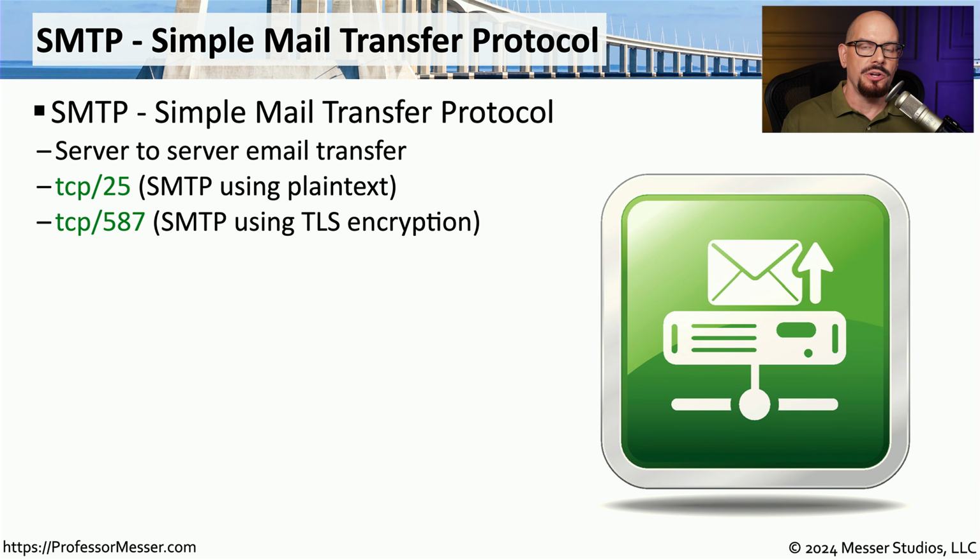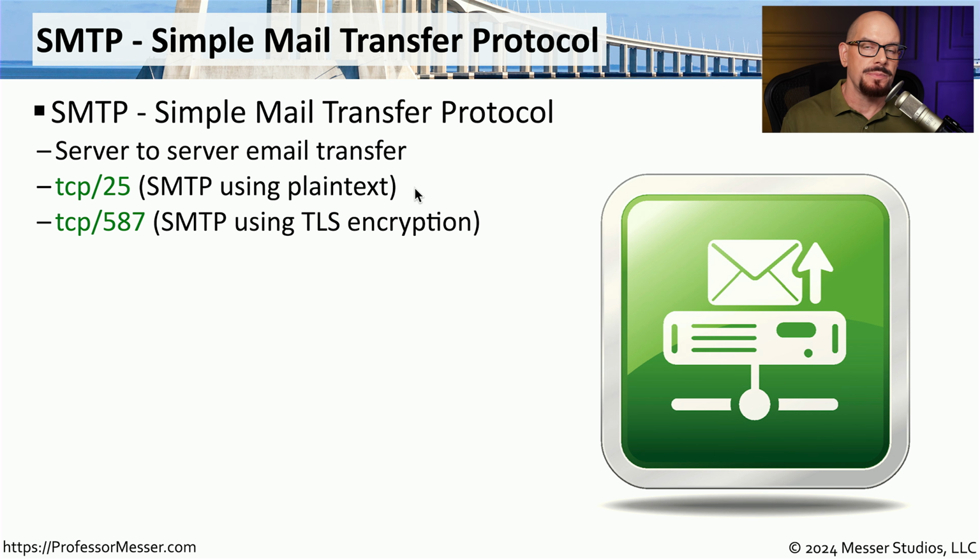Another important application on our network is the use of email. And of course, we need protocols to be able to transfer these emails from one email server to another. To be able to do that, we use SMTP, or the Simple Mail Transfer Protocol. SMTP is commonly associated with server-to-server email transfers using TCP port 25. All of this traffic sent over TCP port 25 is sent in the clear, or in plain text.